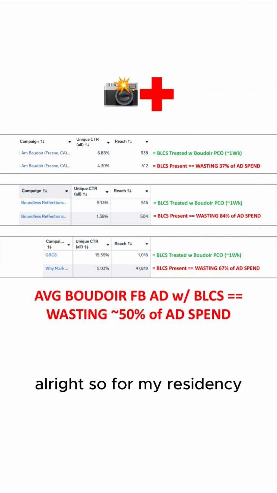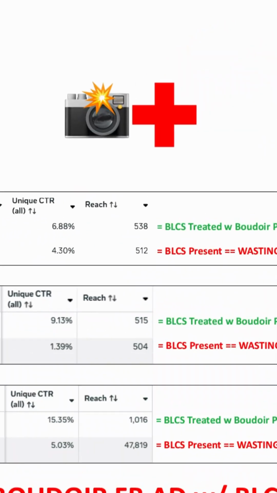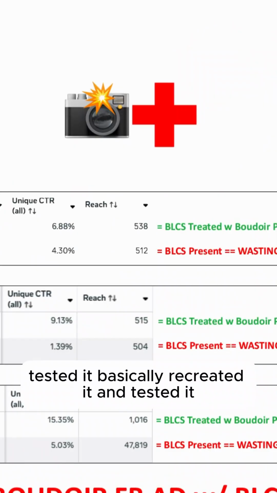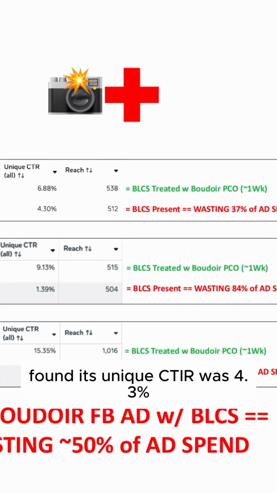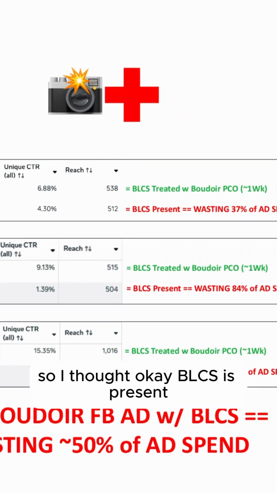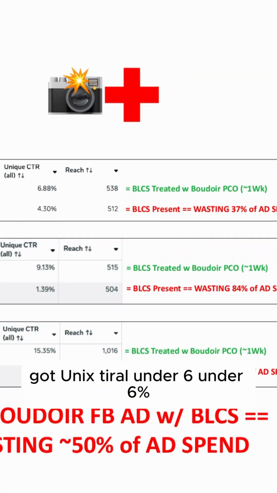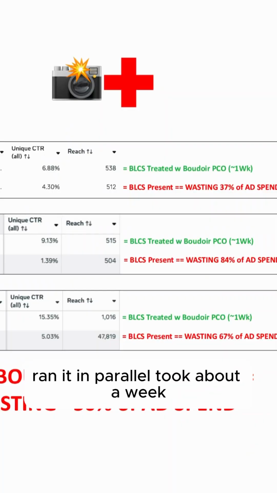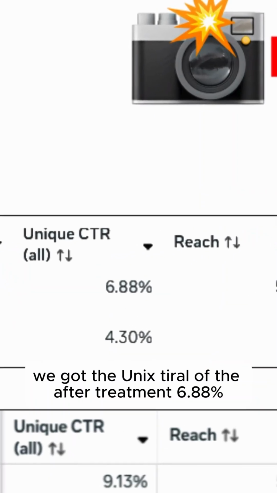All right, so for my residency, I went out there and found some Boudoir Facebook ads out in the wild. Brought this first one back to the hospital, tested it, basically recreated it and tested it. Found its unique CTR was 4.3%. So, okay, BLCS is present. Got unique CTR under 6%. So I duplicated it, treated with Boudoir Pico, ran it in parallel, took about a week. We got the unique CTR of the after treatment, 6.88%.